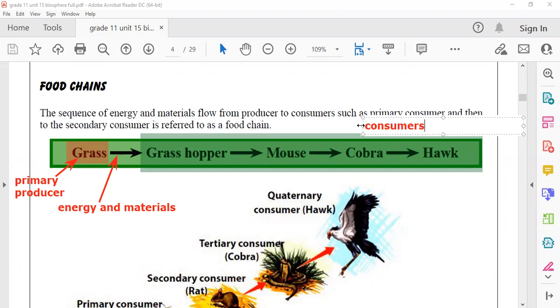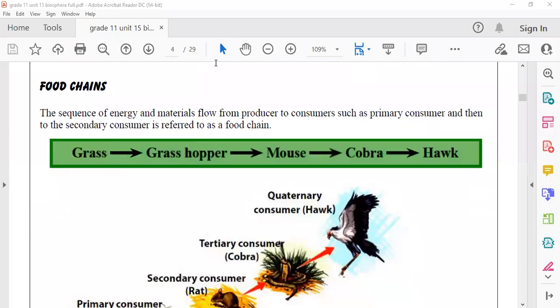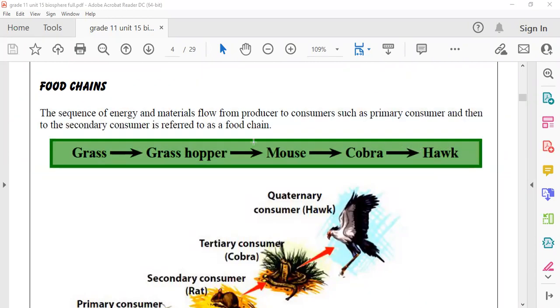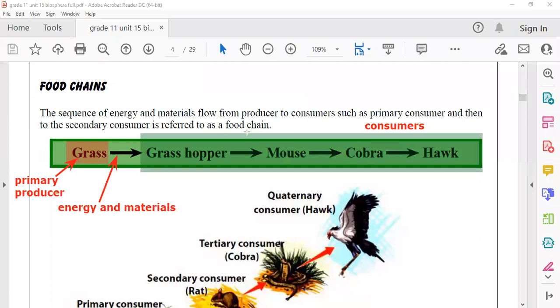Okay, so the point is, if you take the organism that is directly feeding on the primary producer. Now we are taking this one. You can mark this note after completing that note, what I have written. Also, you can include primary producer, energy and materials are flowing. Those things you can include.